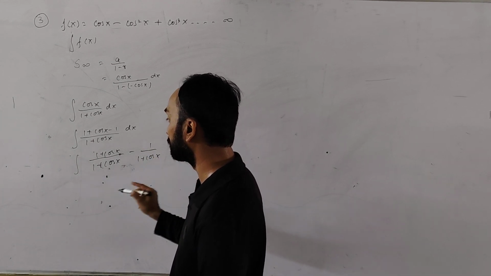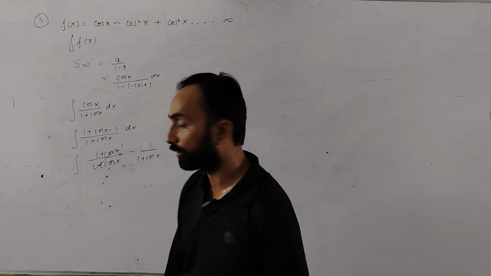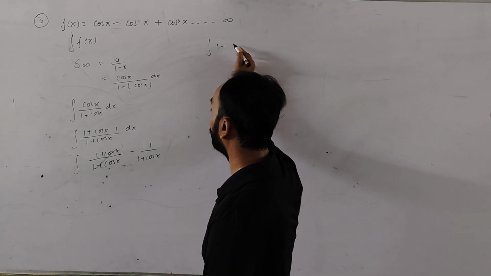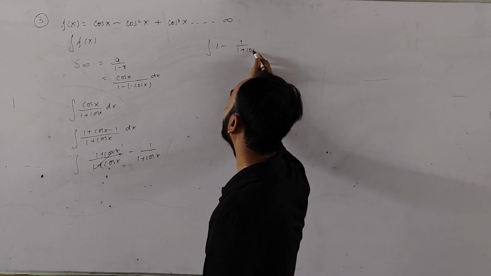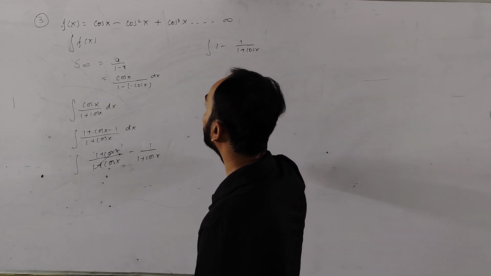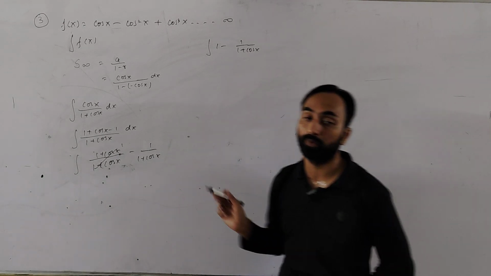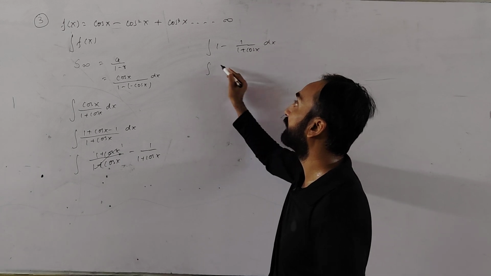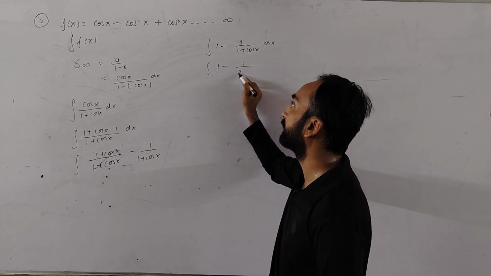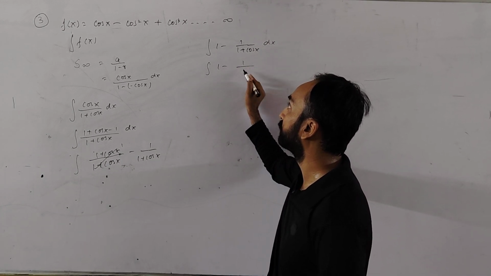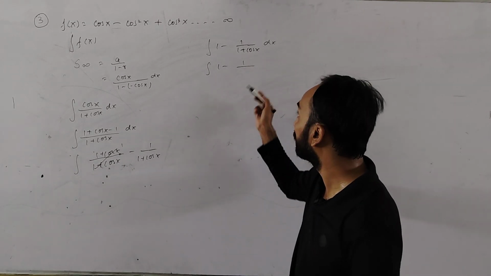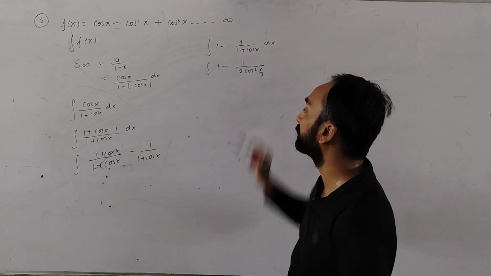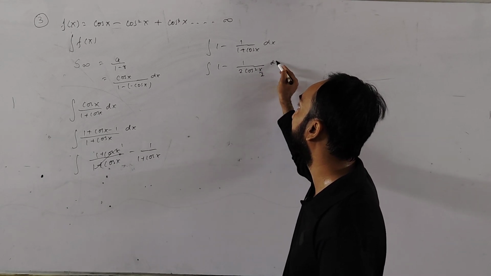Now the first part will cancel out and become equal to 1, and here I can write the integral of 1 by 1 plus cos x, right? I know that the integral of 1 will be equal to x, but here we now have to solve the second part. I can write 1 plus cos x as 2 cos square x by 2, right? Because 1 plus cos x can be written as 2 cos square x by 2, and dx.